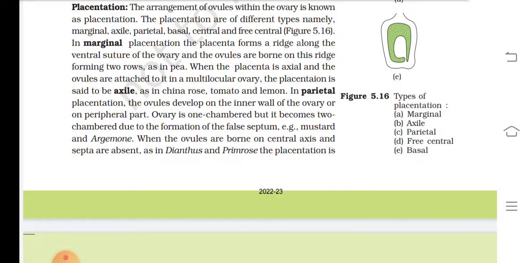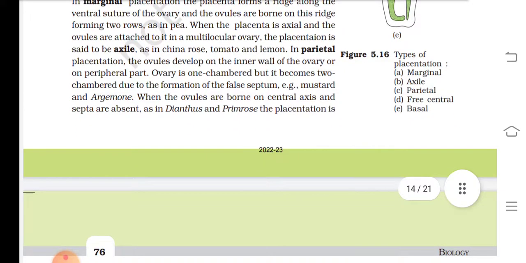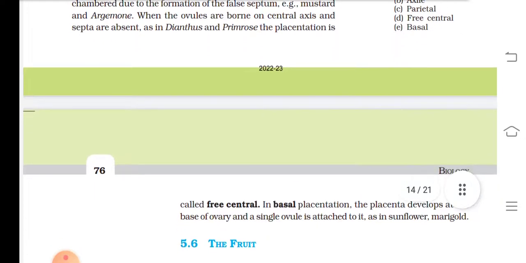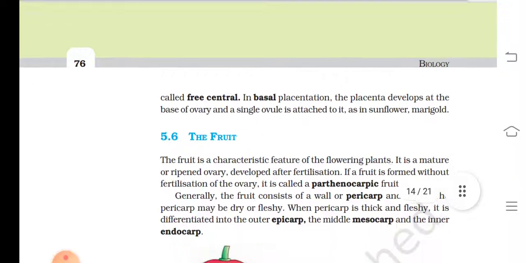When the placenta is axial and the ovules are attached to it in a multilocular ovary, the placentation is said to be axial, as in China rose, tomato, and lemon. In parietal placentation, the ovules develop on the inner wall of the ovary or peripheral part. The ovary is one chambered, but it becomes two chambered due to the formation of the false septum. Examples are mustard and argemone. When the ovules are borne on a central axis and septa are absent, as in dianthus and primrose, the placentation is called free central.